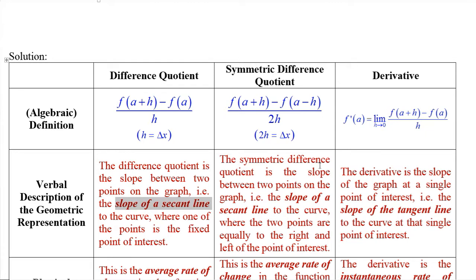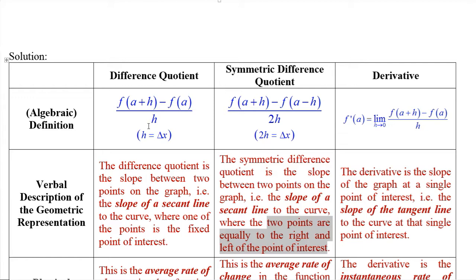The symmetric difference quotient is also the slope between two points on the graph, and it's also the slope of a secant line. So what's the difference between a difference quotient and a symmetric difference quotient? Well, in the difference quotient, one of the points that we're using is our point A, f of A. So one of the points that we're doing the slope formula for is our fixed point of interest. The symmetric difference quotient, on the other hand, the two points are equally to the right and left of our point of interest.